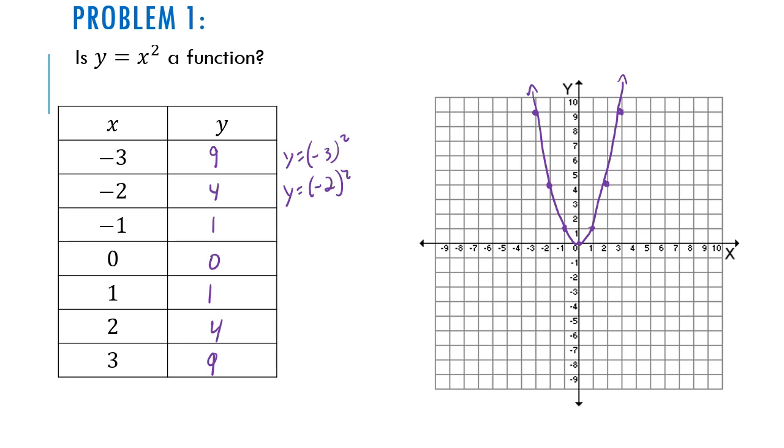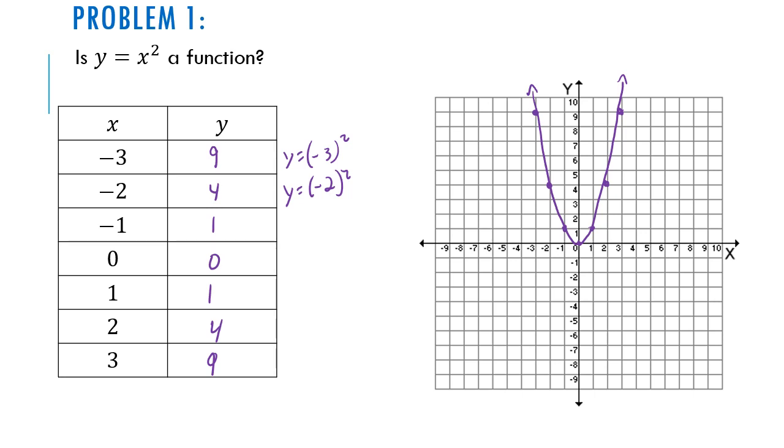Remember, a function is if each x has its own unique y, which essentially means you're looking at x's and seeing if any of them repeat themselves. So here we have -3, -2, -1, 0, 1, 2, 3. None of the x's repeat themselves, so this is guaranteed to be a function no matter what.